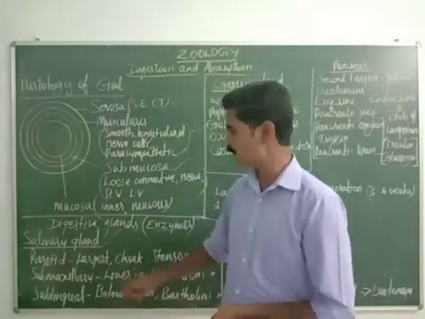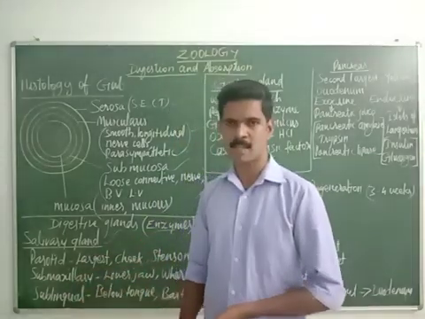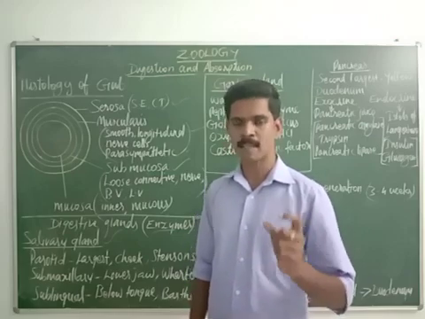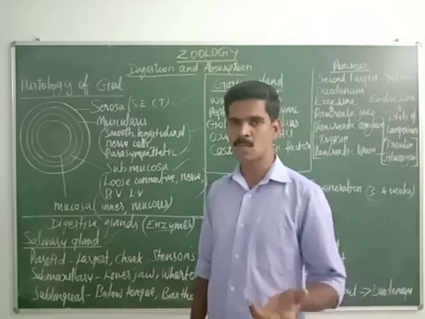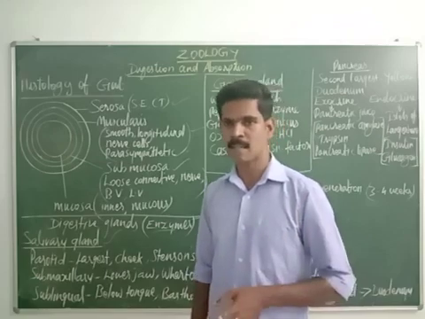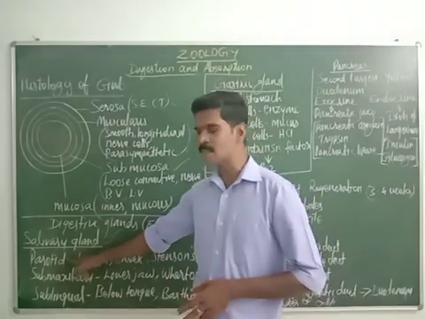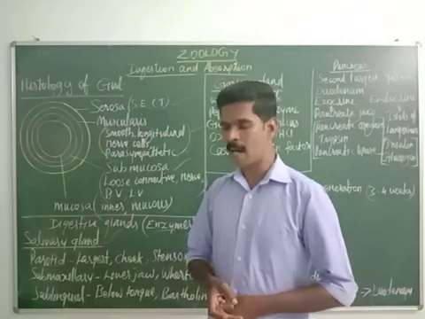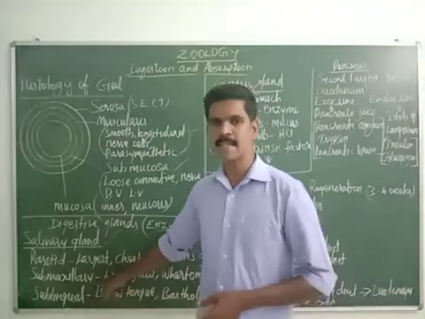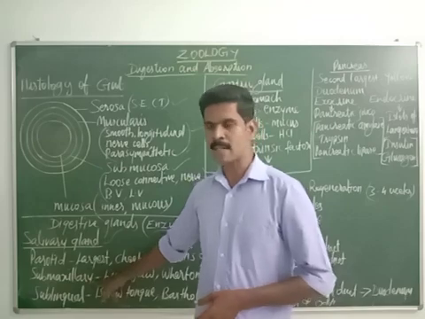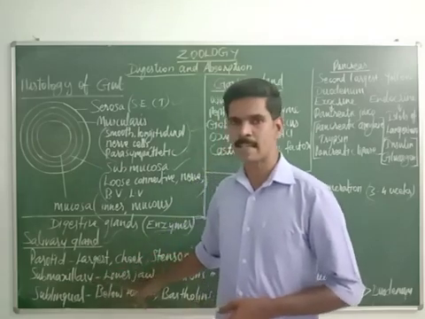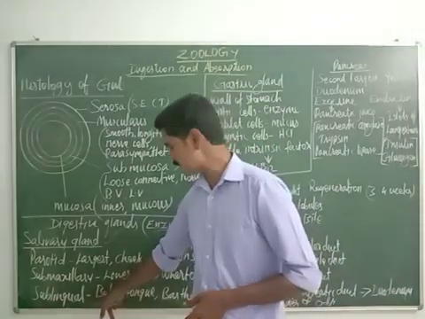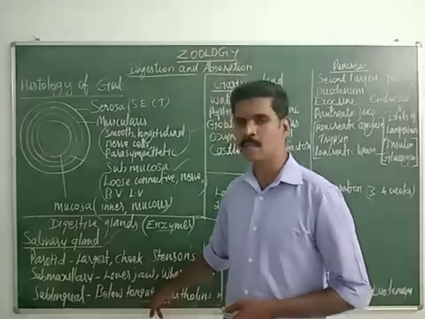The first salivary gland is called the parotid gland, and it is the largest of the three salivary glands. It is located in the cheek region. The next gland is called the submaxillary gland, and it is present in the lower jaw. The third gland is called the sublingual gland, and it is present below the tongue.